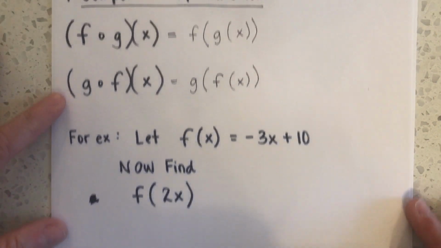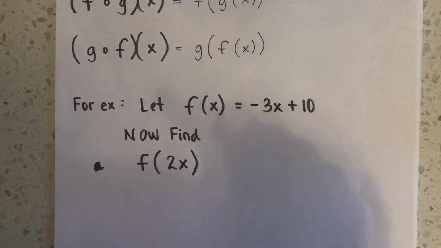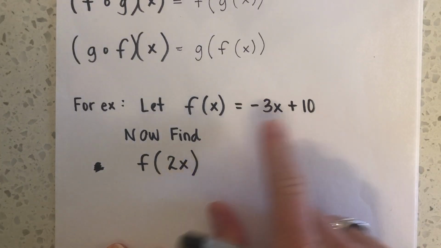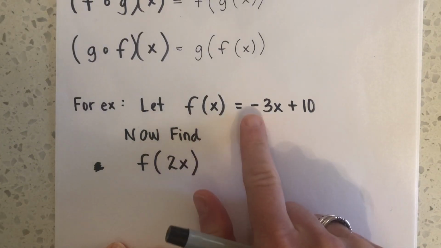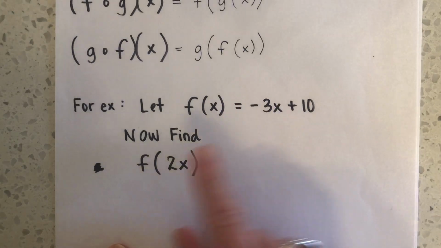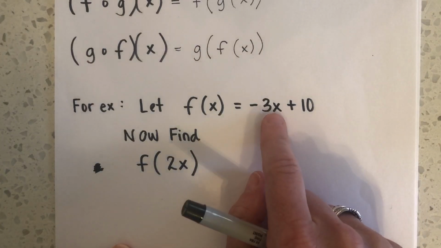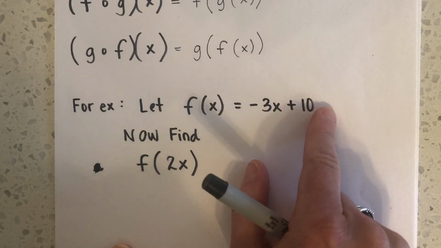All right, so guys, look at this. Let me give you an example. If I said, let f of x equal -3x plus 10, right? So function f, when you plug an x in, this is what happens. You're going to times that x by -3 and add 10. If I asked you to find f of 4, what would you do? You would plug 4 in for that x, multiply and add.